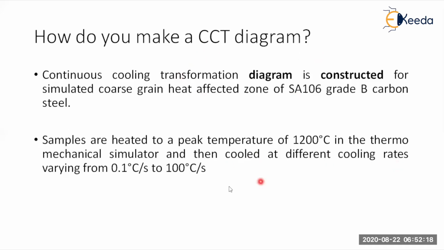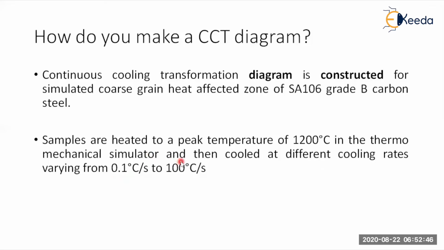Cooling rate means faster or slower cooling, for example 0.1 degree per second, up to 100 degrees per second. So you can vary from 0.1 degree to 100 degrees here. This is the cooling rate, per second, and you have to observe per second. You can increase the cooling rate or decrease the cooling rate.